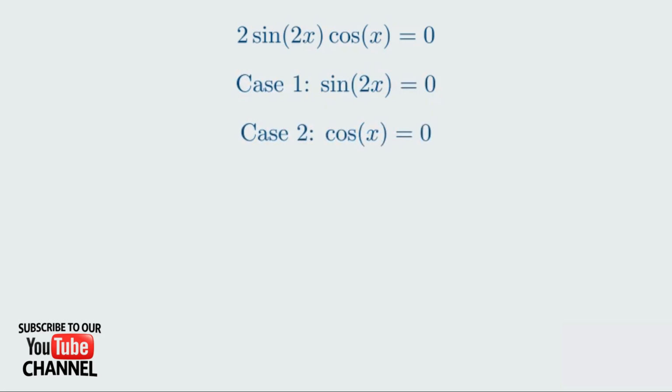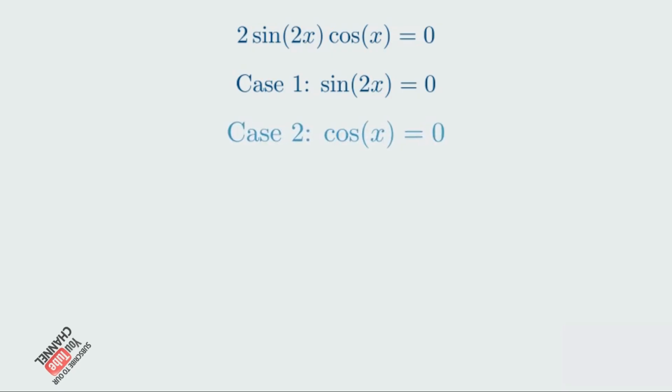Now that we have our equation in a product form, we can use the zero product property. Our simplified equation is 2 times sine of 2x times cosine of x equals 0. The zero product property says that if the product of several terms is 0, at least one of those terms must be 0. The 2 can't be 0, so either sine of 2x is 0, or cosine of x is 0. This gives us two separate, simpler equations to solve: sine of 2x equals 0 and cosine of x equals 0. We need to solve both to find all the solutions to our original problem.